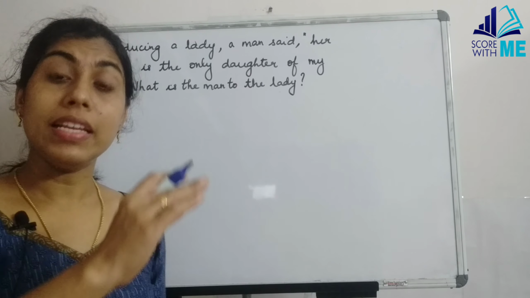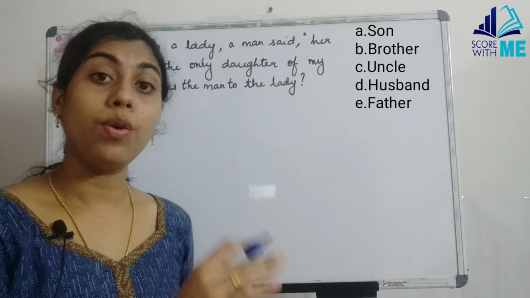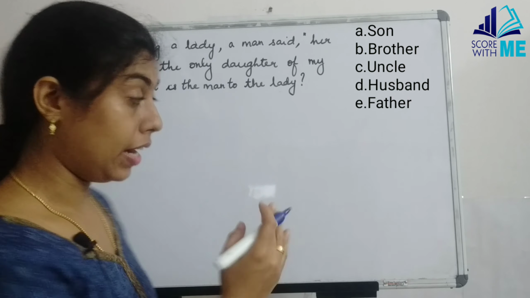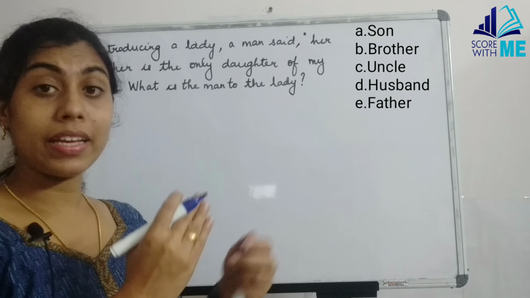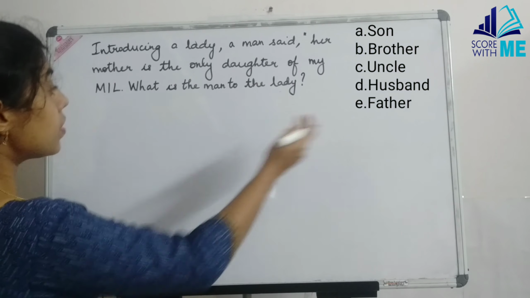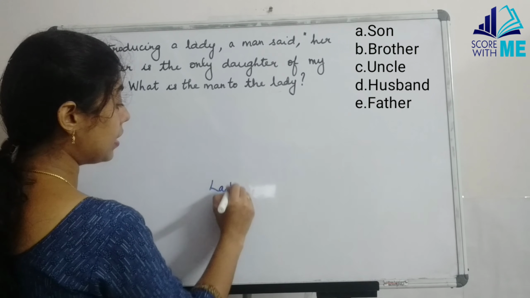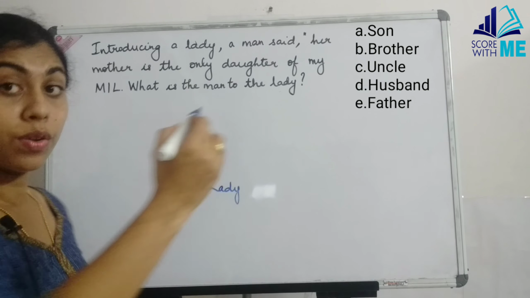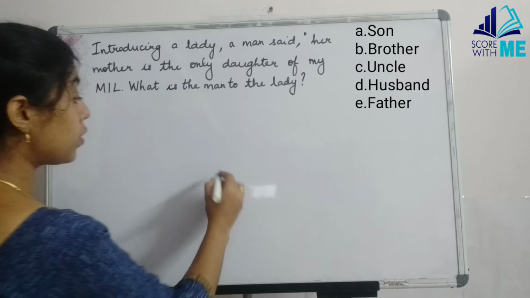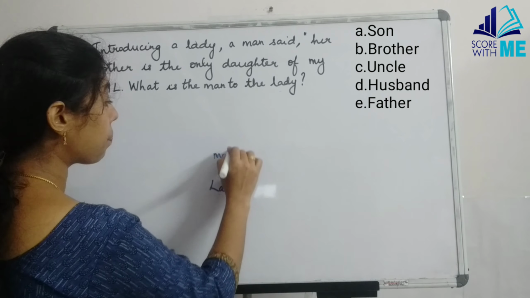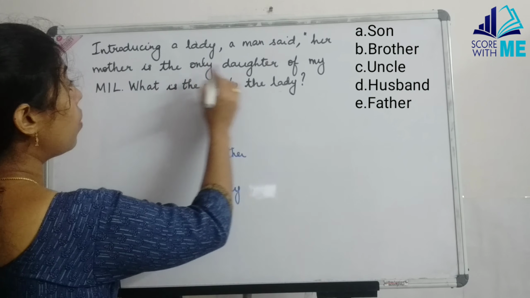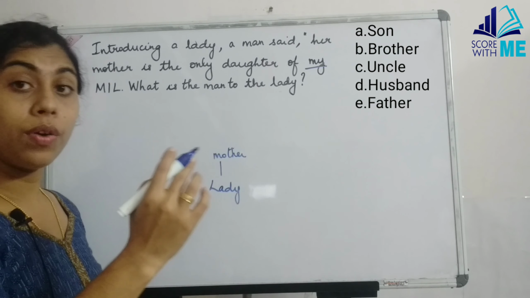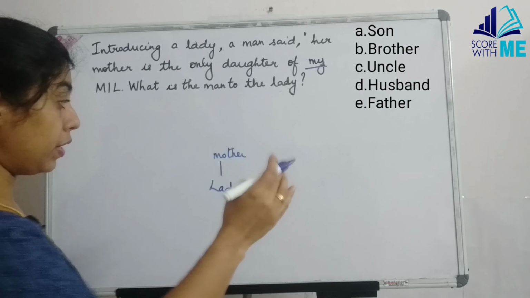So here the man is speaking about the lady. No direct relationship is given. A man is talking about a lady and then he is relating himself to the lady's mother. So we'll start with the lady itself from the first statement. Introducing a lady, a man said, her mother. Whose mother? The lady's mother. So the lady's mother is the only daughter of my mother-in-law. This mother is the only daughter of the man's mother-in-law.